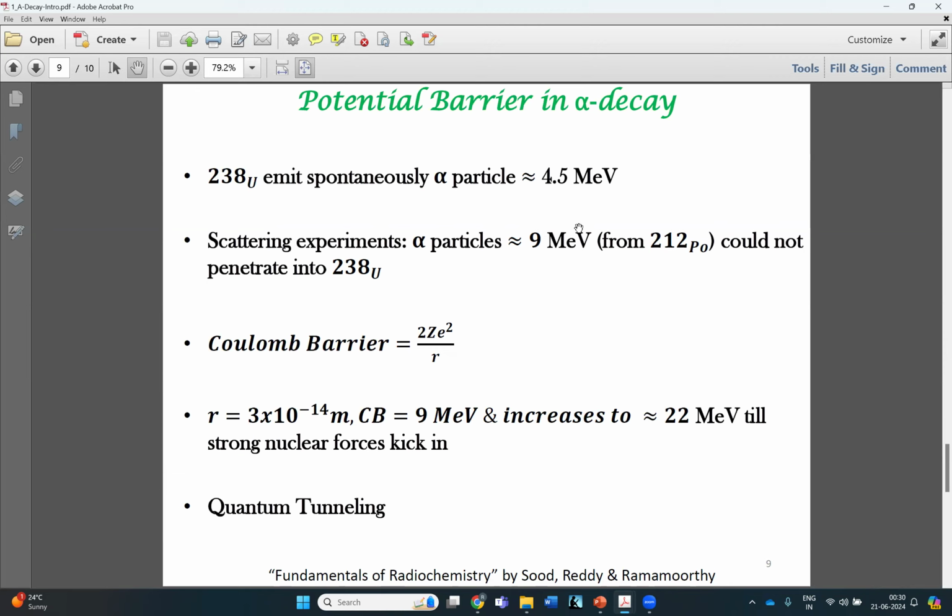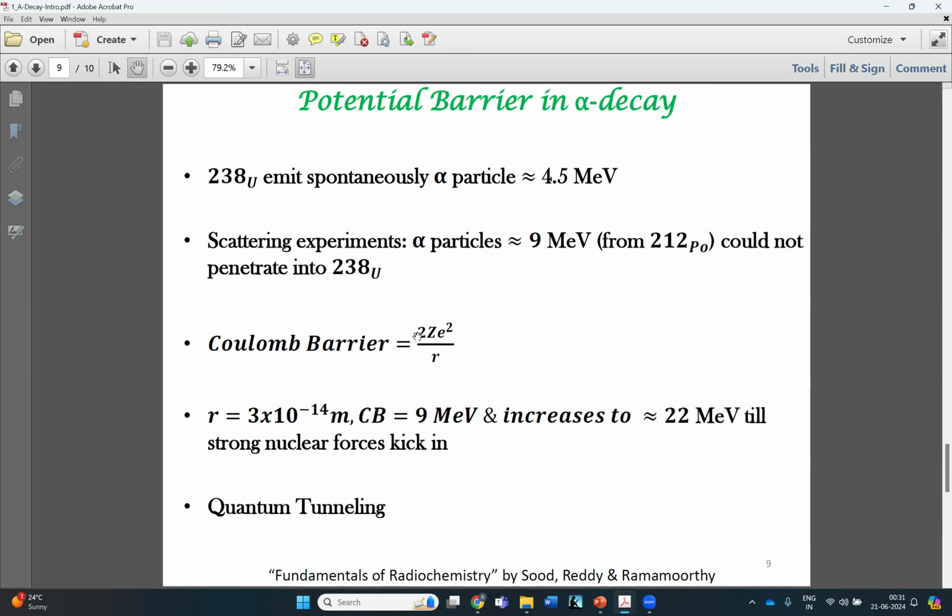Just another piece of information: how did we get this projectile? This projectile was obtained from this nucleus. This is an alpha emitter, which emits an alpha particle of this energy. Despite the impingement of this alpha particle onto this nucleus, alpha decay did not occur. It was later understood that this is because of a Coulomb barrier, because as this alpha particle gets closer to this nucleus, both are positively charged. Therefore, there is an electrostatic repulsion, right?